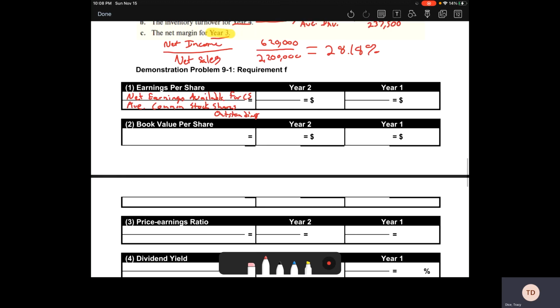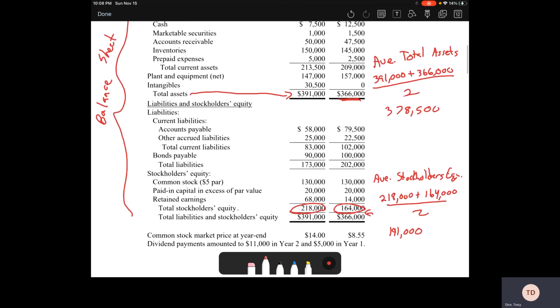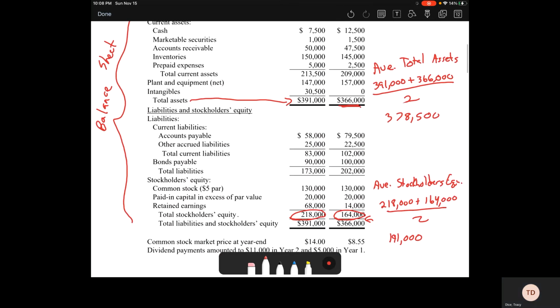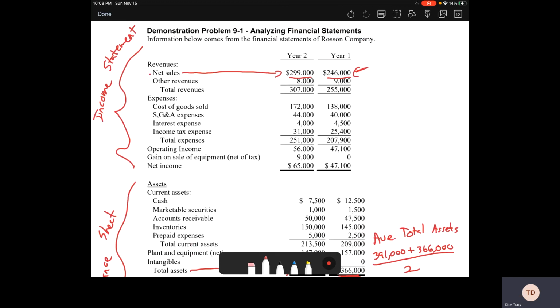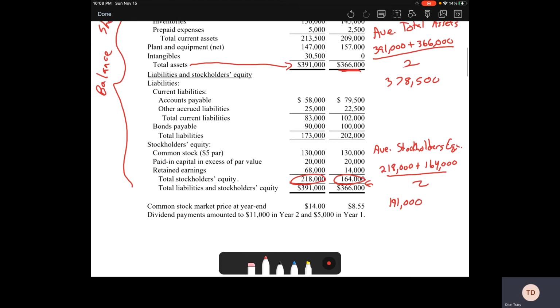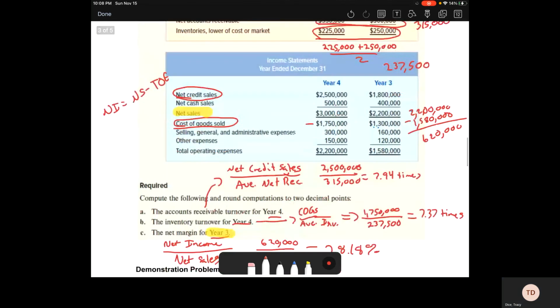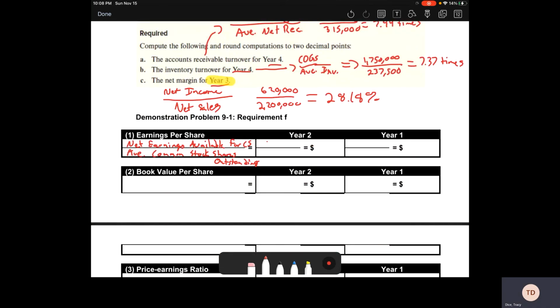So we know our net income, but let's go back up and see what we have in our common stock and our stockholders' equity, because it's not in our income statement, because that's our revenues and our expenses. So common stock, we've got $5 par stock. Doesn't look like we have any preferred stock, so our top part is just going to be our net income, which we know our net income for year 2 is $65,000, and for year 1 it's $47,100.